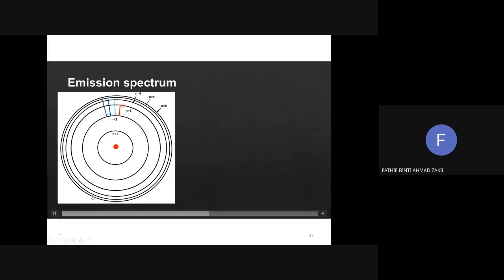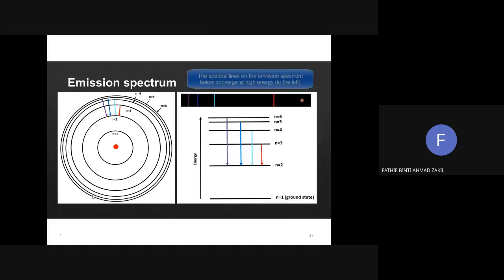These electrons are transitioning from higher energy levels to lower energy levels. And again, each electron transition has its own color. Here we have our emission spectrum, which has colored lines on a black background. Here we have the energy levels within our atom.